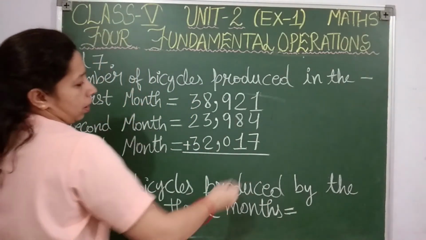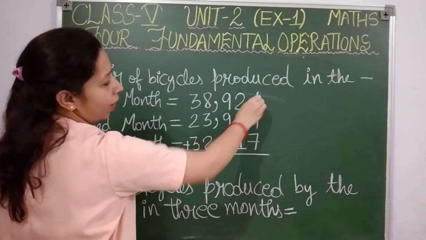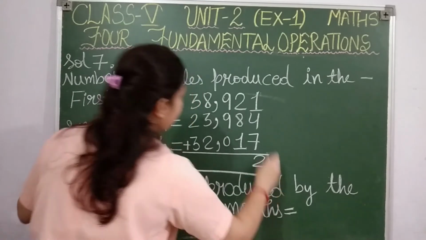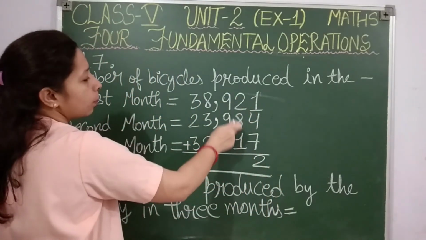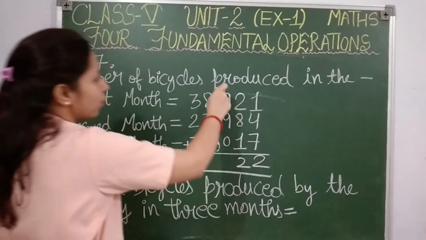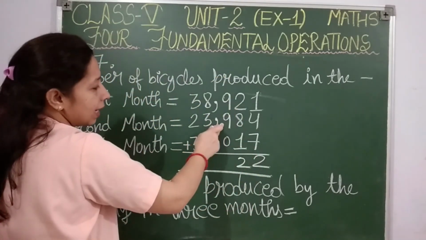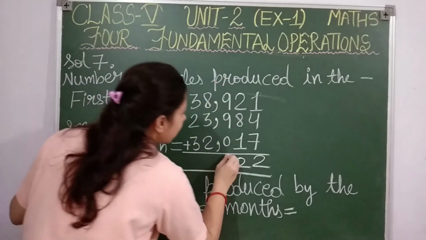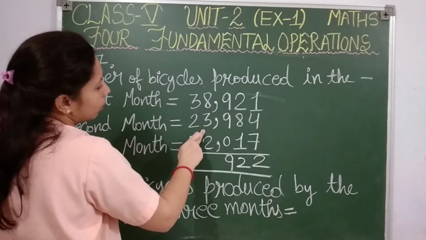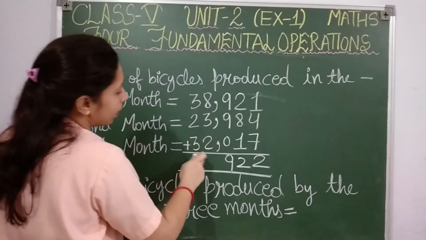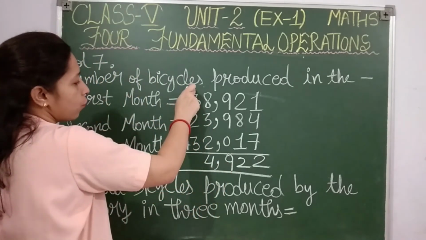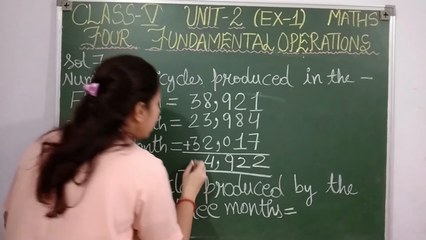So 7 plus 1 8, 8 plus 4 12. Okay, 1 carry over. 2, 8 plus 2 10, 10 plus 1 11, 11 plus 1 12. Again 1 carry. 9 plus 9 18, 18 plus 1 19, 1 carry over. 8 plus 1 9, 9 plus 3 12, 12 plus 2 14. Okay, again 1 carry over. 3 plus 1 4, 4 plus 2 6, 6 plus 3 9.